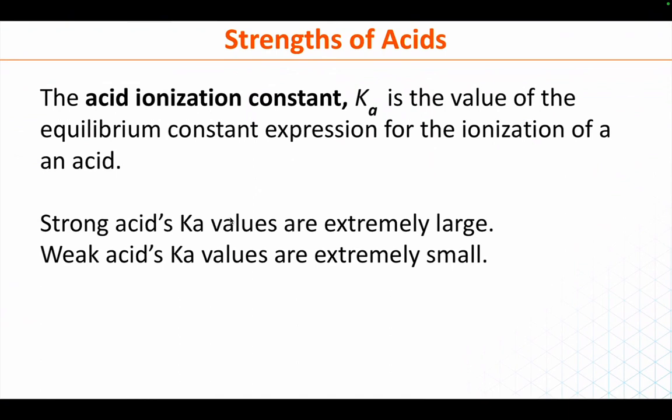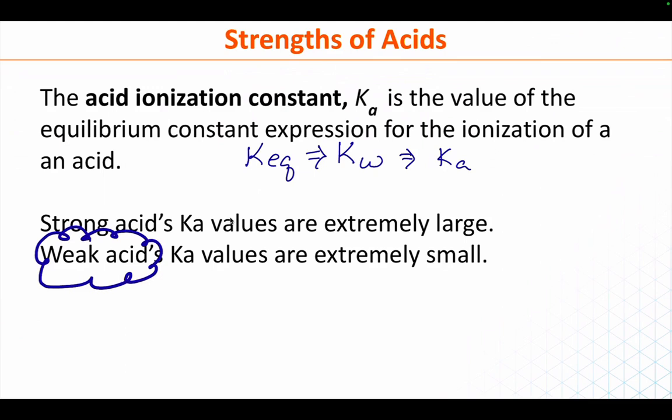There's something called the acid ionization constant. Remember how we have Keq and we have Kw? They're not the same, but they're very, very similar. Ka values can be calculated mostly for weak acids. For strong acids, the value is so big that we don't even record it.